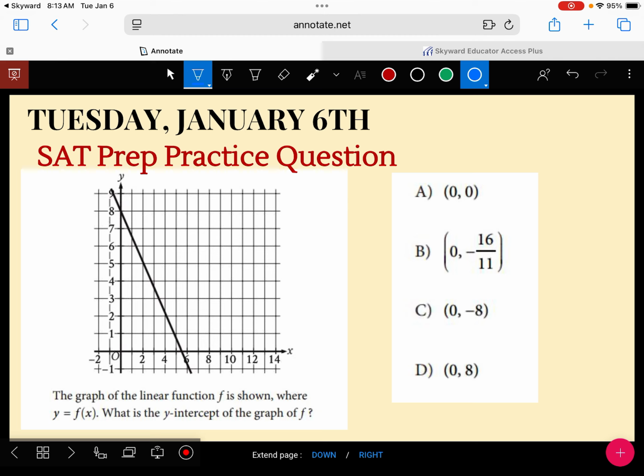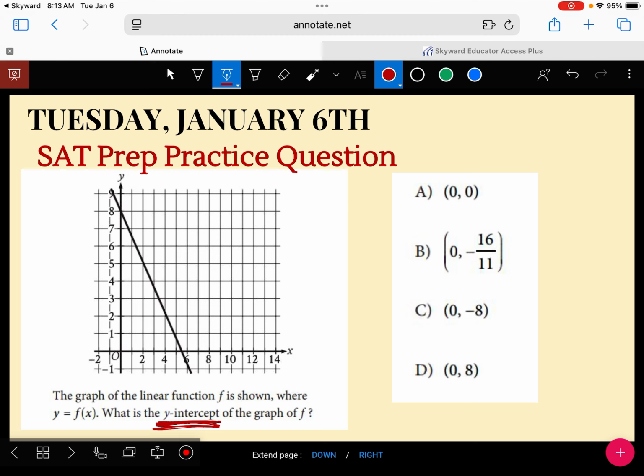So what this says is the graph of the linear function f is shown where y is the same as f of x. What is the y-intercept? So go ahead and underline. That's what we're looking for.